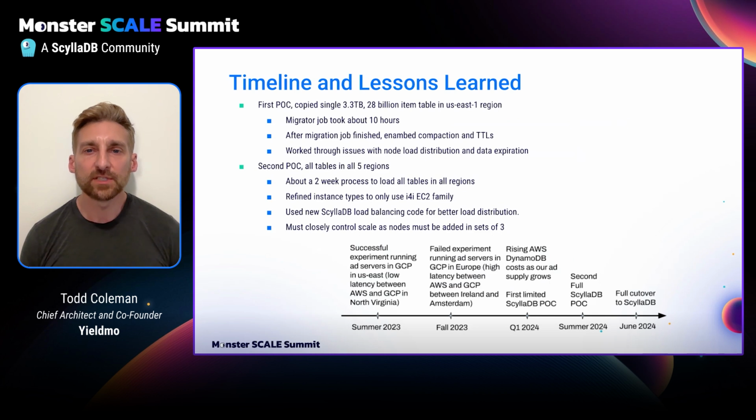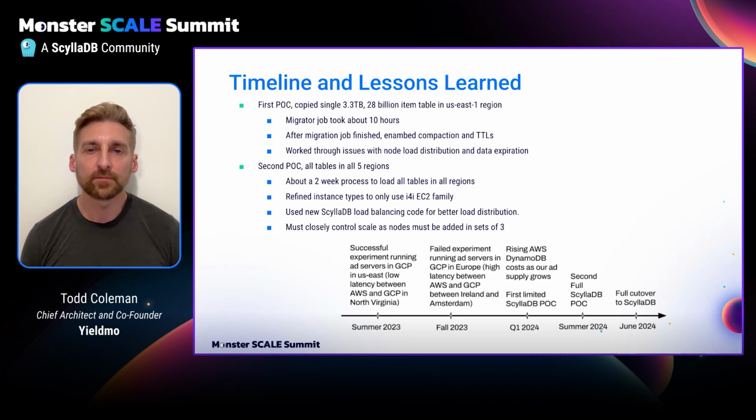We started our first POC with ScyllaDB in February 2024. This initial test focused on a single DynamoDB table, consisting of about 28 billion objects and occupying approximately 3.3 terabytes of storage. Using a Spark cluster, we migrated the data to ScyllaDB's test nodes in their VPC, a process that took about 10 hours. After completing the data migration, we resumed processing the Kafka queue from where the snapshot left off, ran a compaction, and verified that our TTLs were set properly.